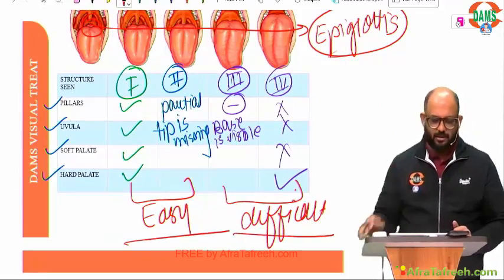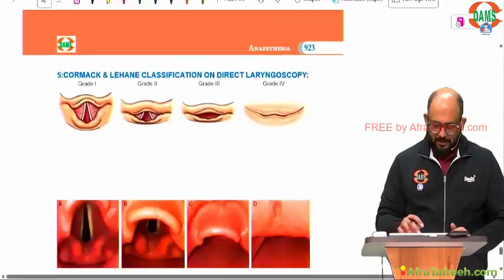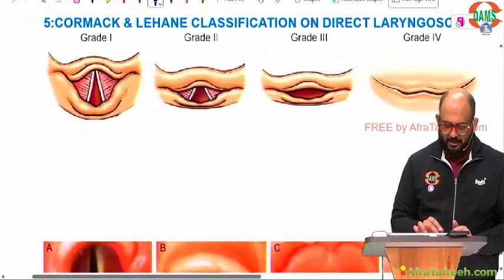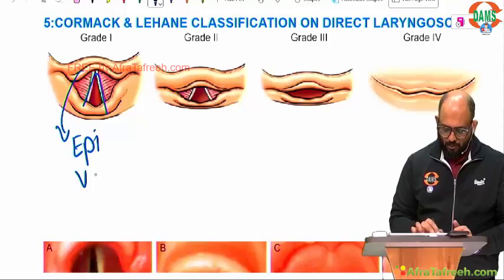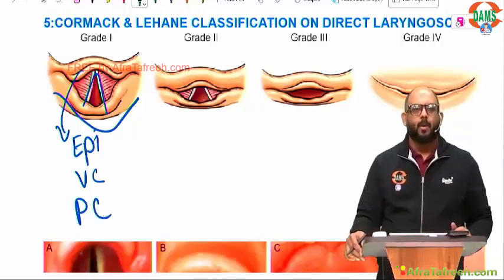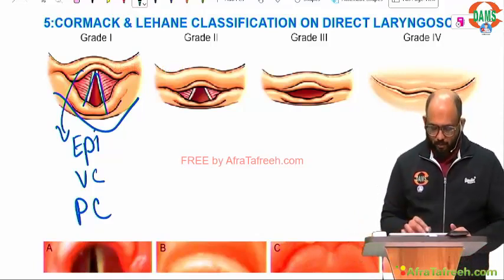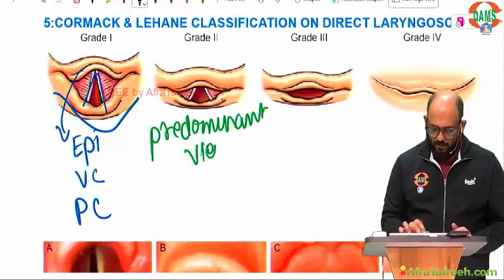3 and 4 are difficult. Okay. A similar system is Cormack and Lehane on direct laryngoscopy, where we see 3 structures: the epiglottis, the vocal cords, and the posterior commissure. When all 3 are visible clearly and completely, it is Cormack Lehane grade 1. When you see a predominant view of the posterior commissure, it is grade 2.